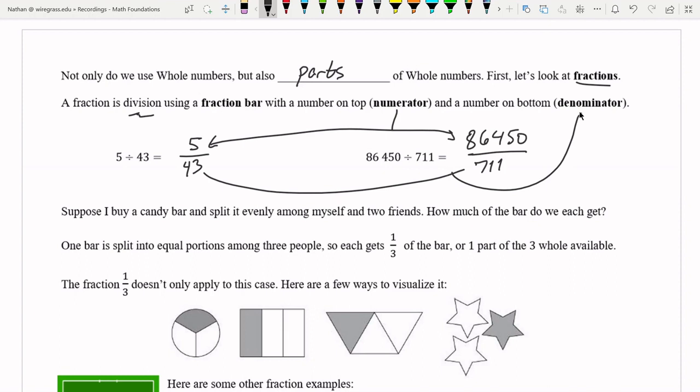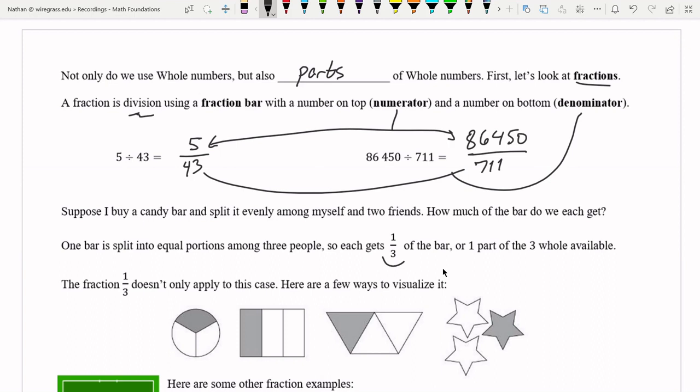Suppose I buy a candy bar and split it evenly among myself and 2 friends. So there's 3 people in total. We're going to each get an equal part. That means we each get 1/3 of the bar. If we take the full bar, split it into 3 equal parts, then each one gets 1/3.